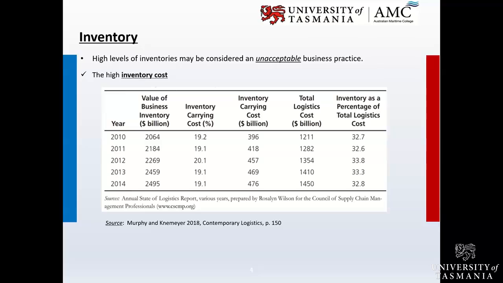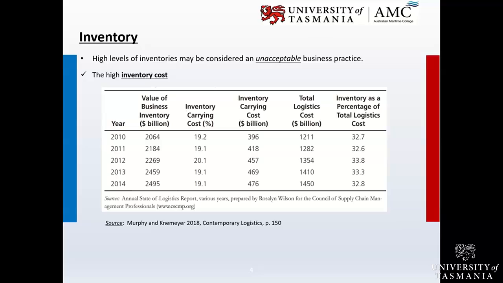Here I wanted to mention the fourth column, inventory carrying cost in terms of dollars. This column equals the value of business inventory times inventory carrying cost in terms of percentage. So it means 396 equals 2064 times 19.2%. So you will get the inventory carrying cost.